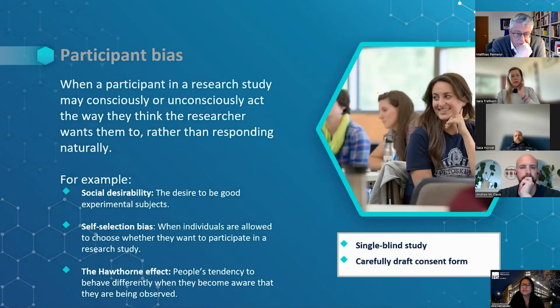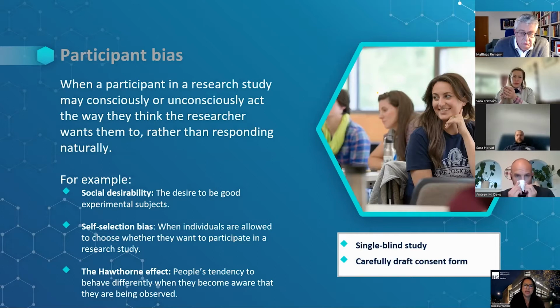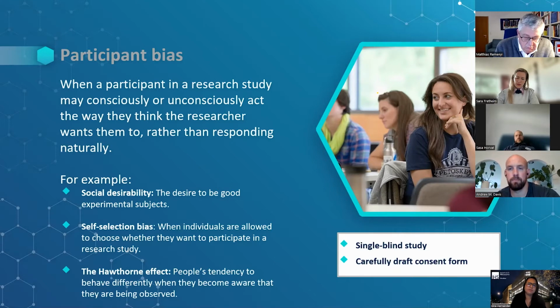So we also have participant bias, for example. Participant bias is when a participant in a research study may consciously or unconsciously act the way they think the researcher wants them to, rather than respond naturally. So here you can find some phenomena, for example, like social desirability, which is the desire to be good experimental subjects, or self-selection bias, when specific individuals self-choose to participate in a research study. So there may be something behind this decision of the participant to participate in this specific research, and this can bias the results, right? And also we have the Hawthorne effect, which is people's tendency to behave differently when they become aware that they are being observed.